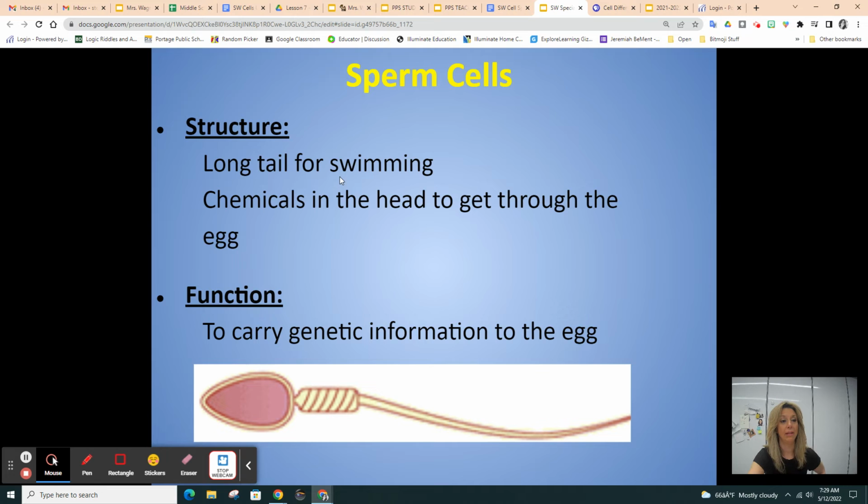Sperm cells, they have a long tail for swimming. Chemicals in the head to get through the egg. So only one sperm can get into the egg, but there are these little chemicals that kind of let the egg know, hey, I'm here and I need to go inside. The function is to carry genetic information to the egg.